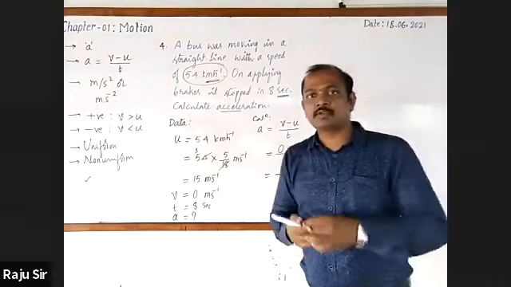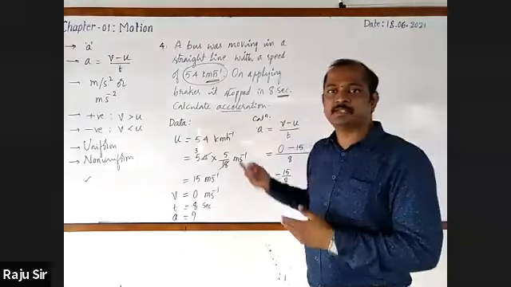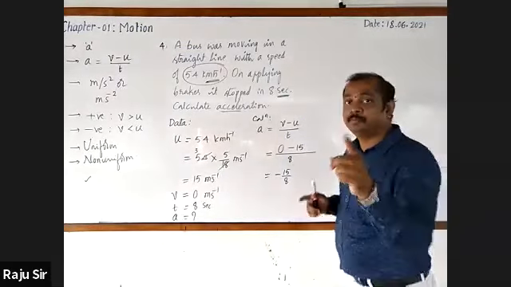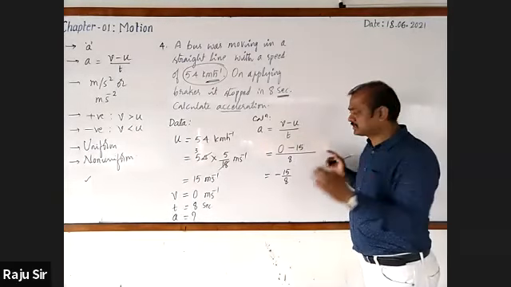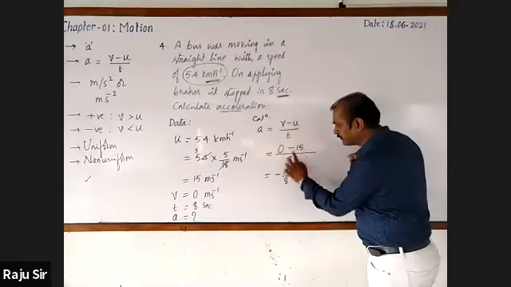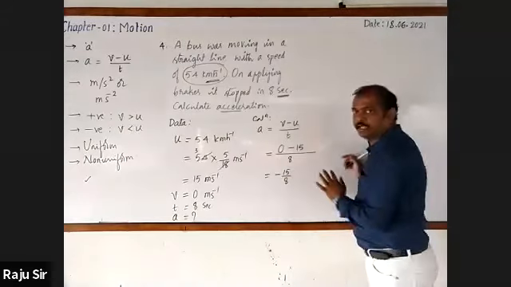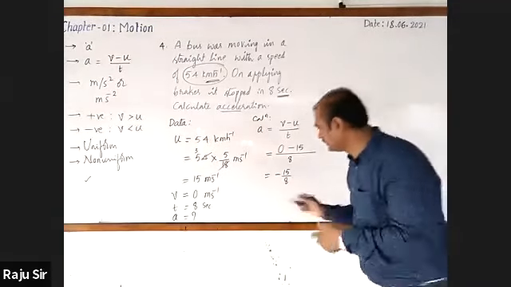Yesterday when I went through worksheets of some students, they had written plus 15. Be careful while using the sign. 0 minus 15 is minus 15 by 8. Now you may go for cancelling. It is minus 1.875.